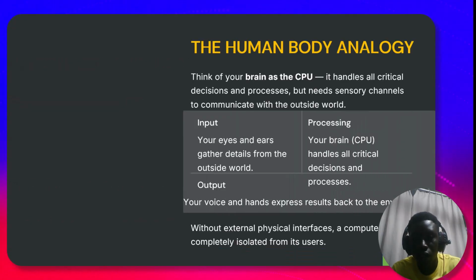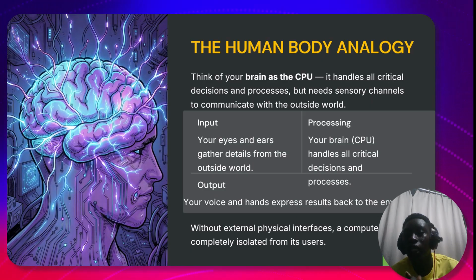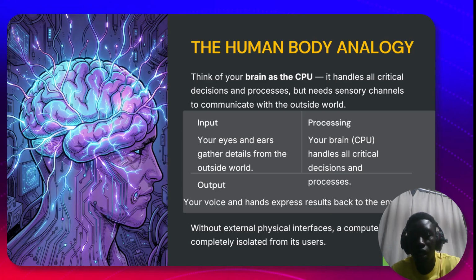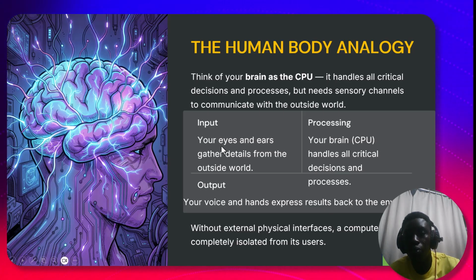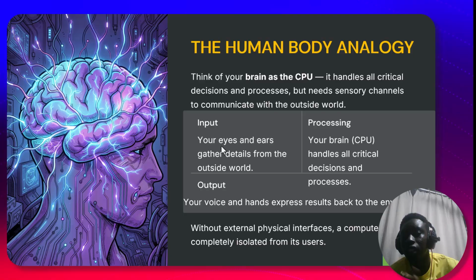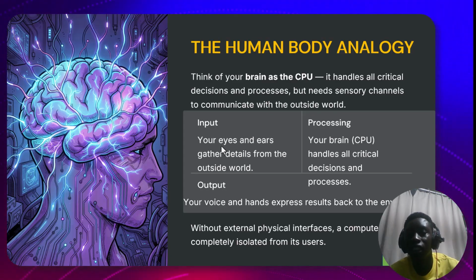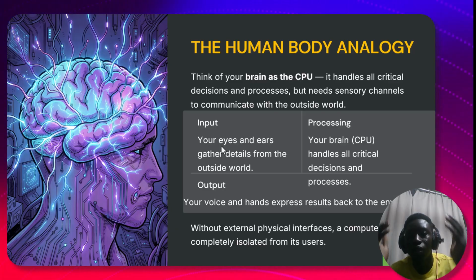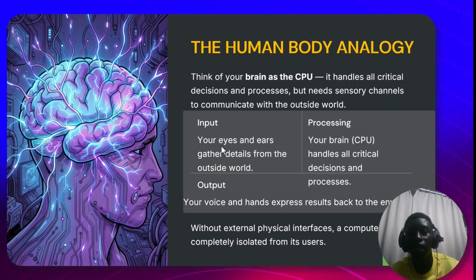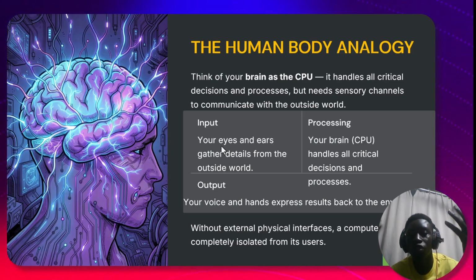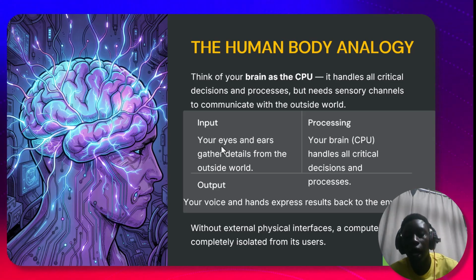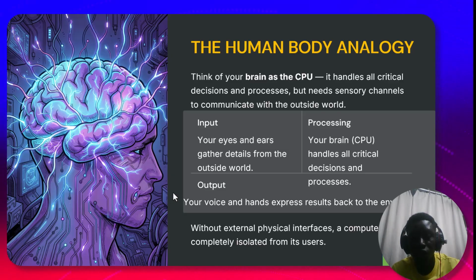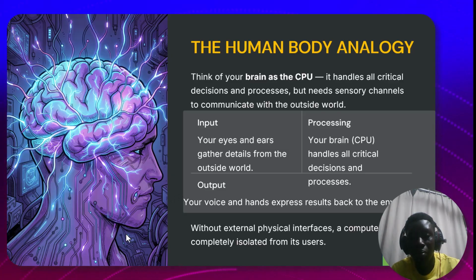So, before we continue the main lesson for the day, let's take a look at this scenario. Think about your brain as a CPU. It handles all critical decisions and processes, but needs sundry channels to communicate with the outside world. It means if you come to the human body, it is the brain that handles all the processes that go on, as we can see in a computer. So it's the same thing in the human brain.